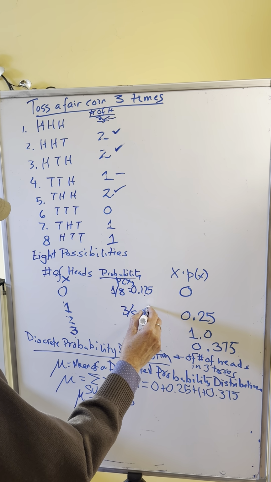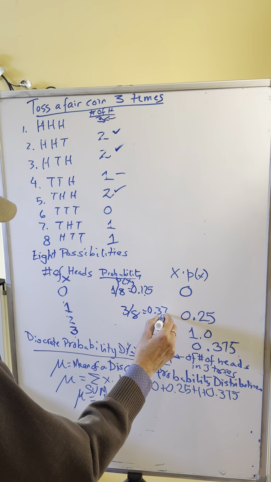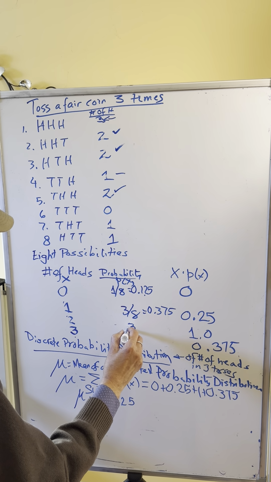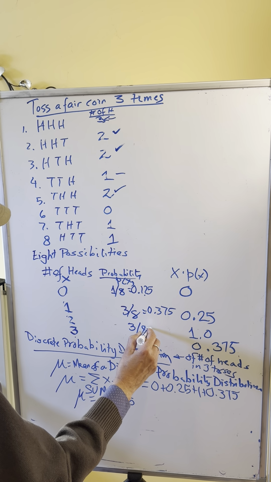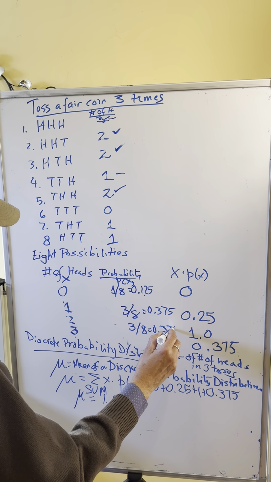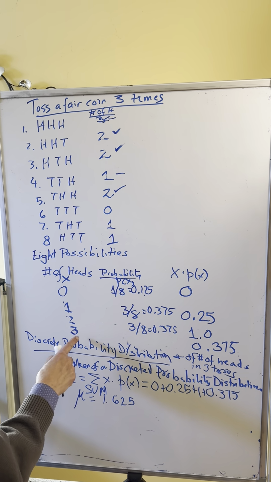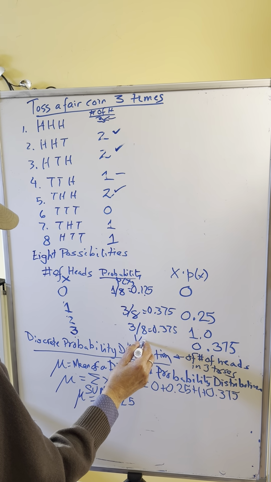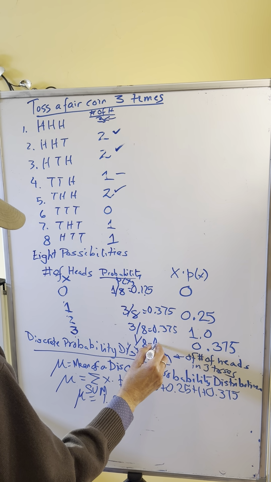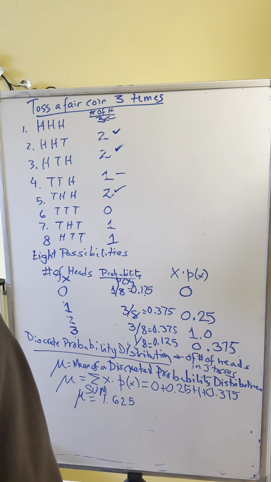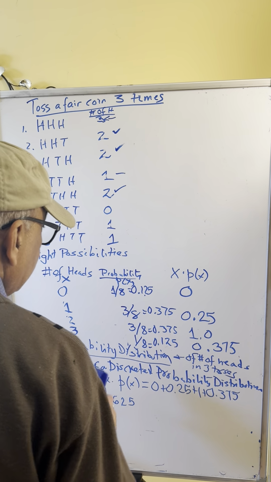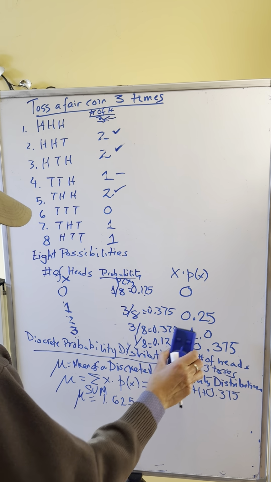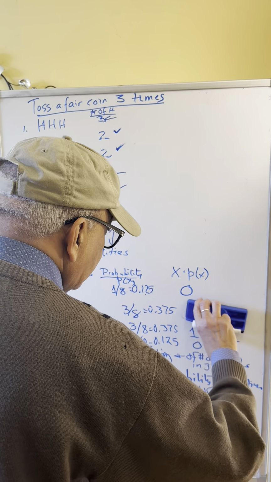Then that is equal to 0.375. 2 appears how many times? 2 also appears 3 times. So 3 out of 8 is 0.375. And 3 appears only once, so it is 1 out of 8, which is 0.125. Now we are multiplying this x times p(x). The first one is 0, second one is 1 times 0.375, which is 0.375.